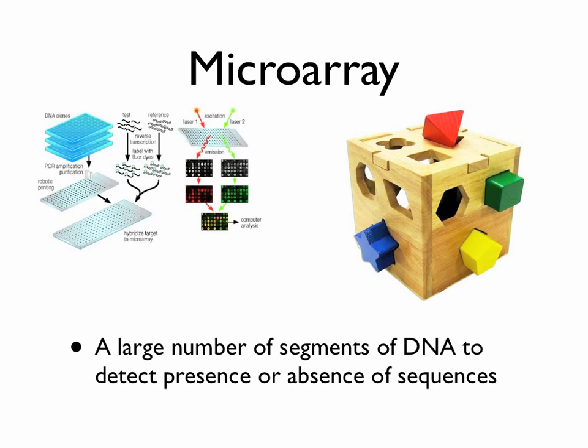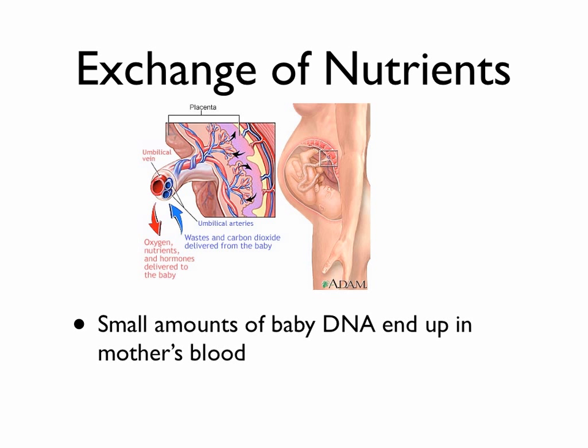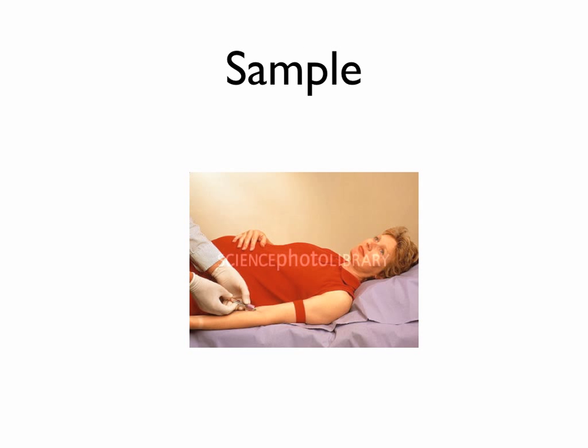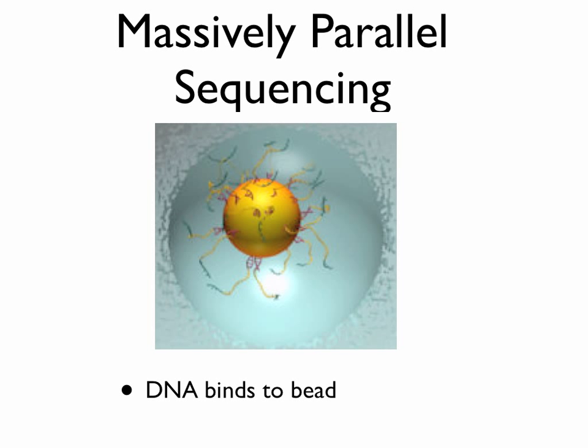So the new method that doesn't require you to stick a needle into the uterus is massively parallel sequencing. Because of the exchange of nutrients between the mother and the baby, small amounts of baby's DNA end up in the mother's blood and vice versa. And so you can actually just take a blood sample from the mother, and then you can do this technique called massively parallel sequencing.